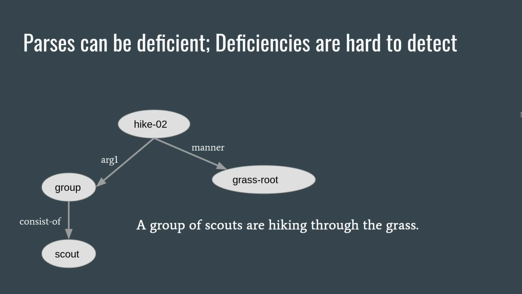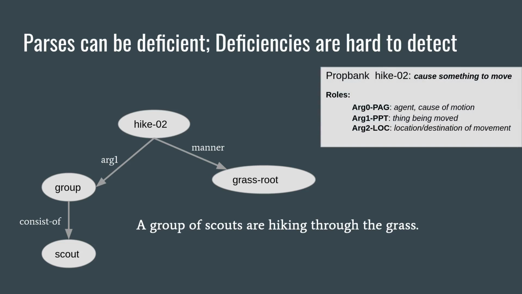But there are also other flaws which are much more hard to detect. For example, when we look the main predicate, hike, up in the prop bank to see what it actually means, we see that hike causes something to move. And we have the arg 0, it's the agent of hike, and the arg 1, it's the patient of hike, the thing being moved. And here we see that group, it's the arg 1 of hike in this parse.